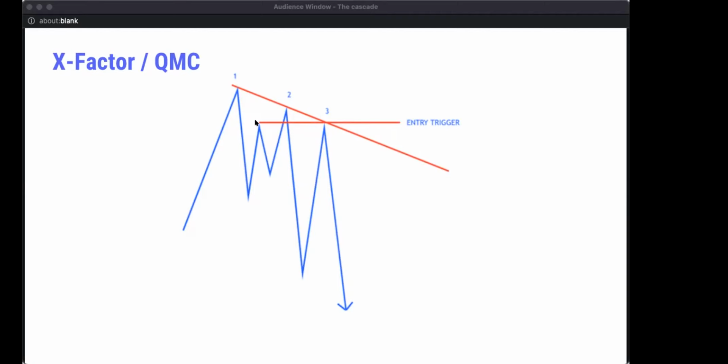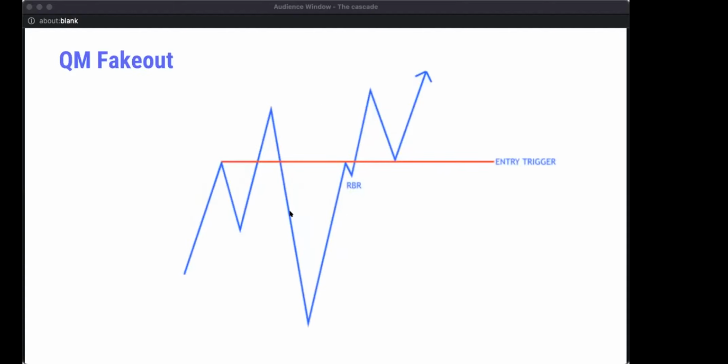We have left shoulder, right shoulder entry. Okay, so you have price pushing, dropping, pushing, dropping, pushing higher, dropping: high, low, higher high, lower low. Price hits our QM level, 1, 2, 3 taps. Okay. Here we have our QM fake out.